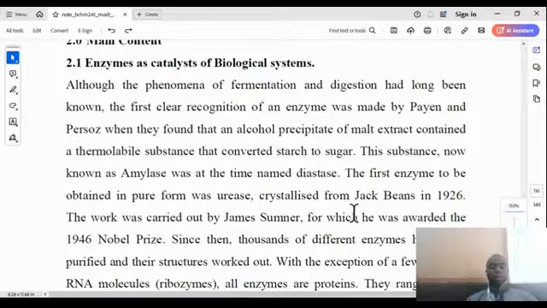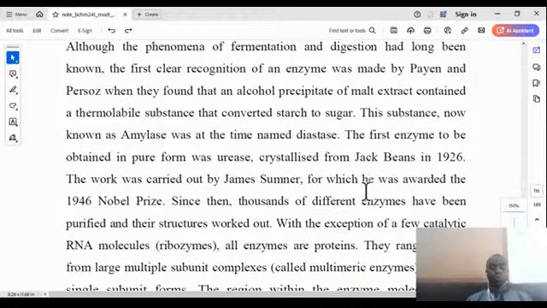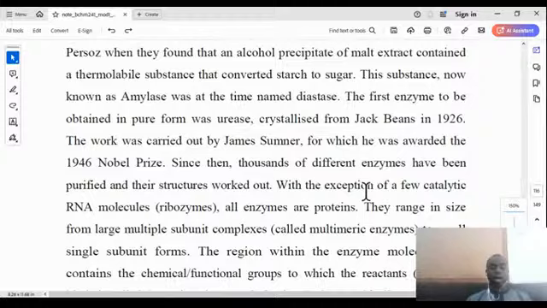The first enzyme to be obtained in a pure form was urease, which was crystallized from jack beans in 1926. This was the work of James Sumner, for which he was awarded a Nobel Prize in 1946. Since then, thousands of different enzymes have been purified and their structures worked out. So with the exception of a few catalytic RNA molecules, which we call ribozymes, all enzymes are proteins in nature. They range in size from large multiple subunit complexes, which are called multimeric enzymes, to small single subunit forms.